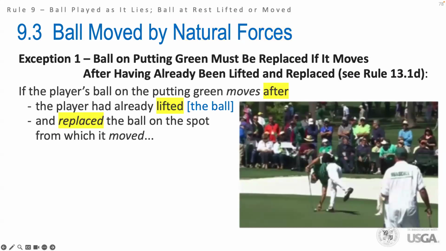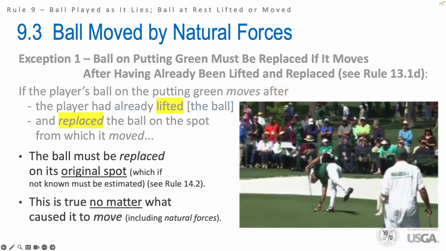So a ball on the putting green must be replaced if it moves after having already been lifted and replaced. In this case, the ball owns that spot once you've marked, lifted, and replaced it. So if the player's ball on the putting green moves after we do those, the ball must be replaced on its original spot. If we don't know for sure, we're going to estimate, but we likely will know because we actually marked it and lifted and replaced it. And this is true no matter what caused it to move.